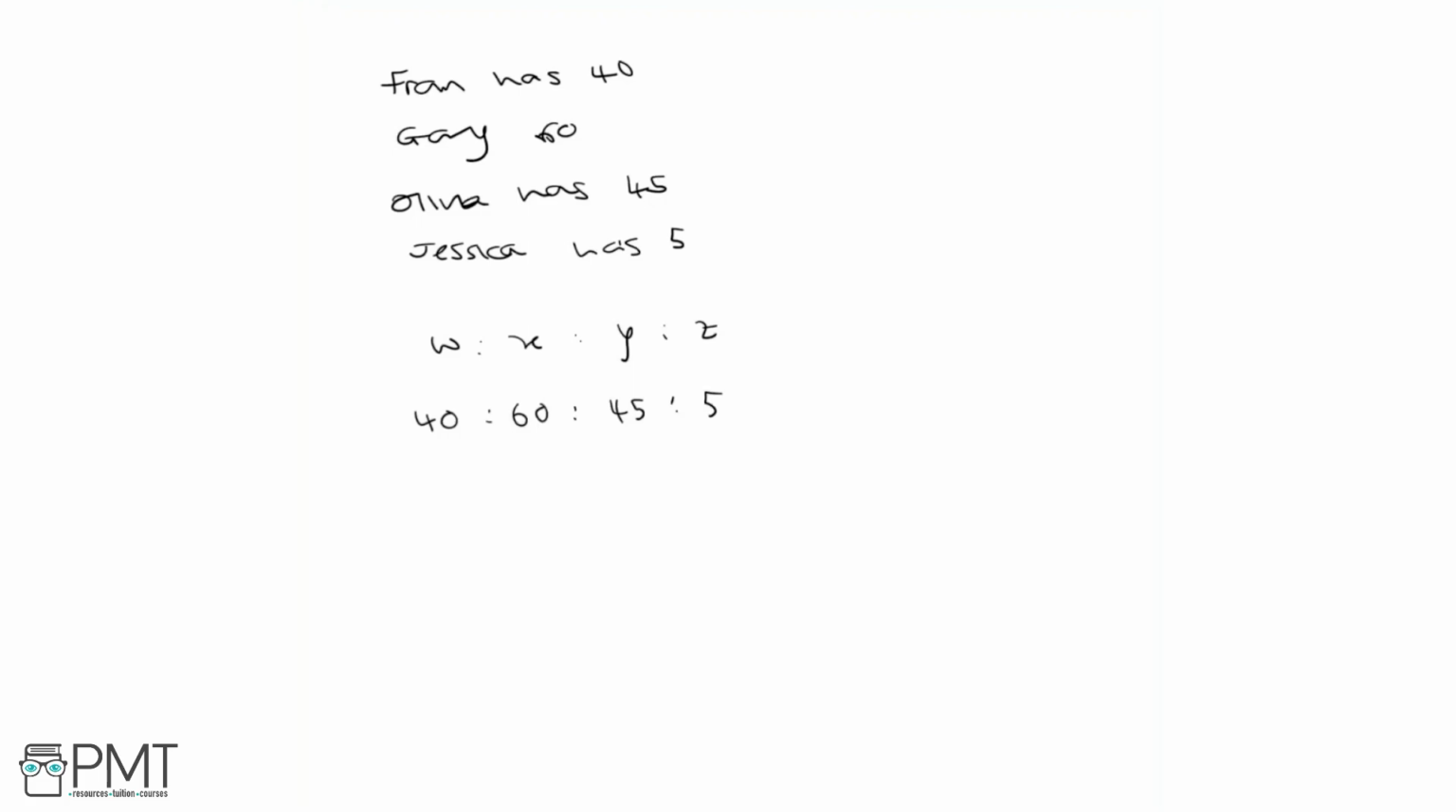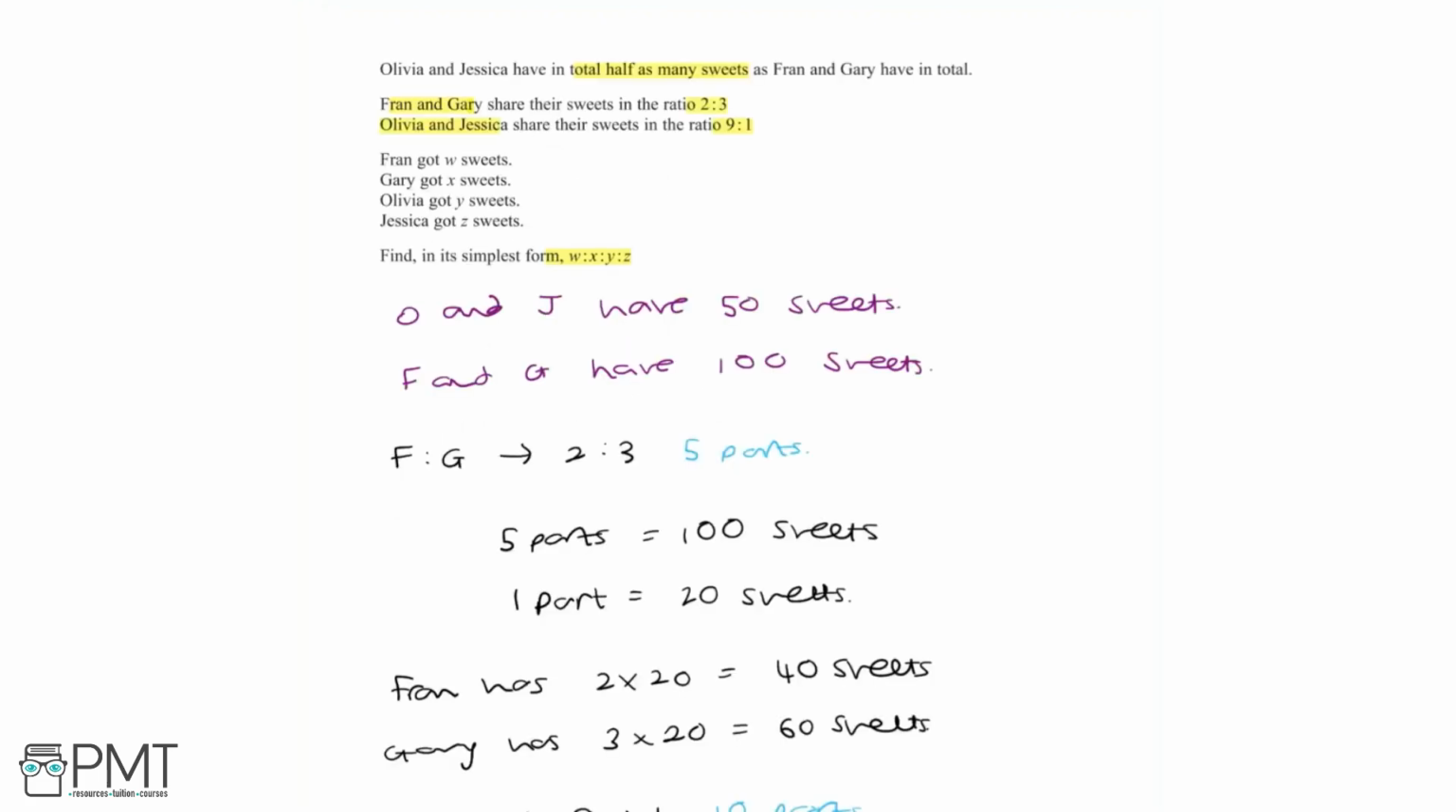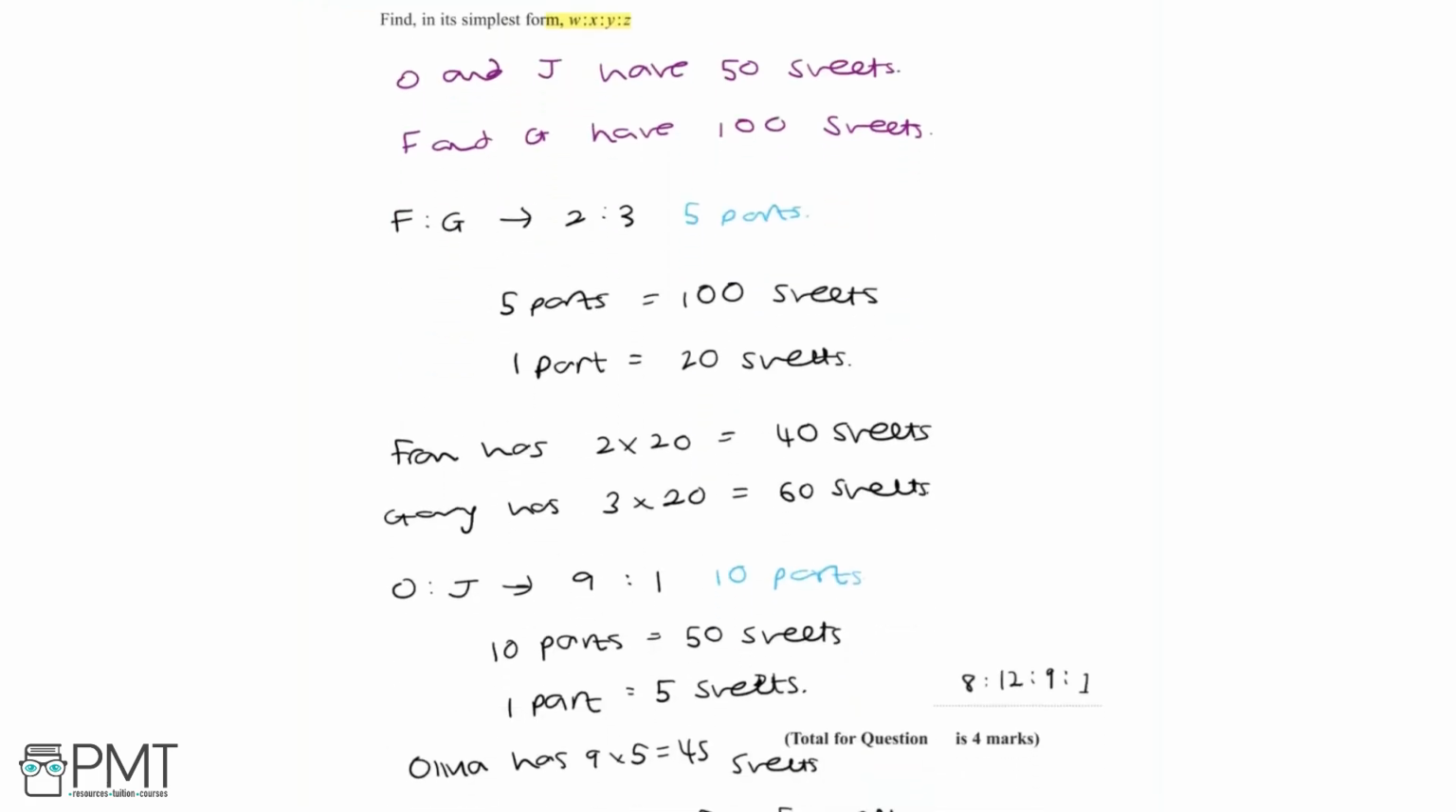But now this question asks us to give our ratio in its simplest form, and so we can divide each part by 5. 40 divided by 5 is equal to 8, 60 divided by 5 is 12, 45 divided by 5 is 9, and 5 divided by 5 is 1. And so in its simplest form, we found that the ratio W to X to Y to Z is equal to 8 to 12 to 9 to 1. And so we've now correctly found the ratio W to X to Y to Z in its simplest form.